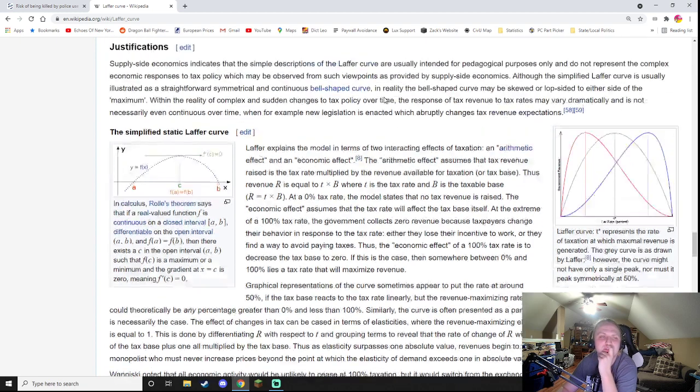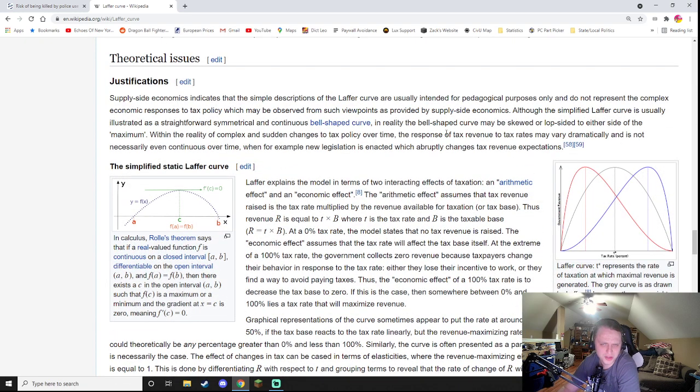The arithmetic... Okay, wait. Hold on. So, we have to understand the tax rate is a bell shape. It's a bad, like, metric.